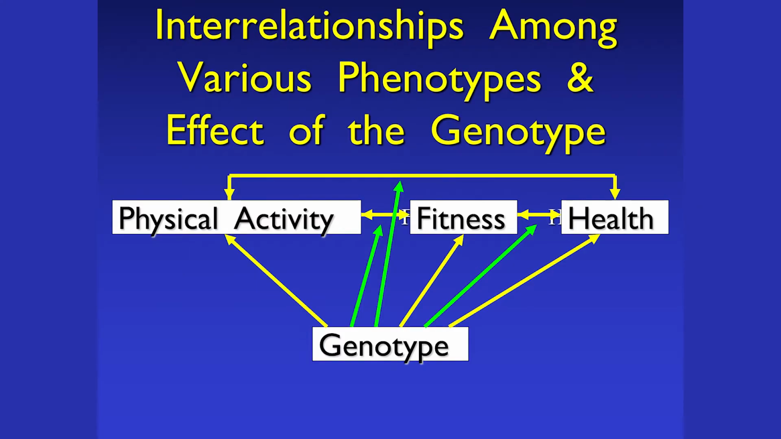So we look at the interrelationship here of the genotype. That's your genetic background. It affects how active you are. It affects how fit you are and how healthy you are. That makes sense. And how active you are affects your fitness. Your fitness affects your activity. Activity affects your health. Your health affects your activity, your fitness. So those are all interrelated.